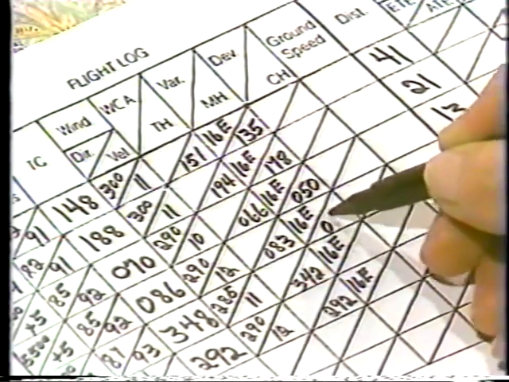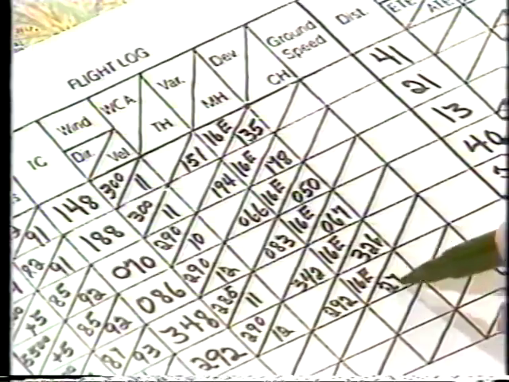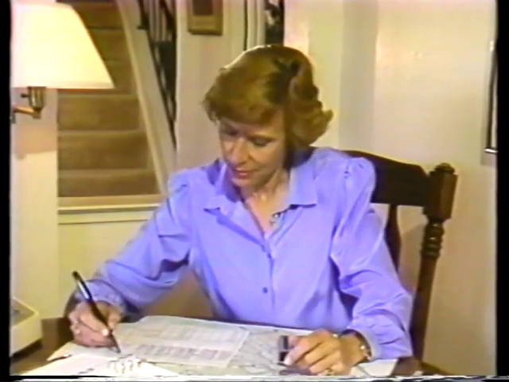050, 067, 326, and 276. The deviation and compass heading column are next.